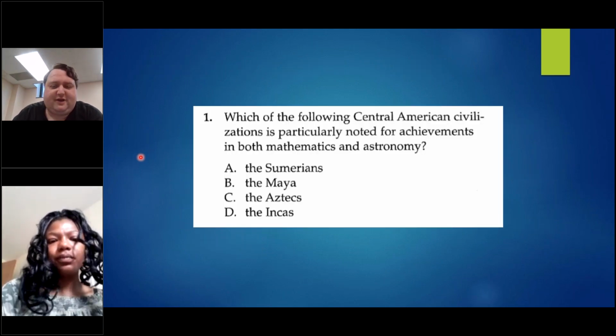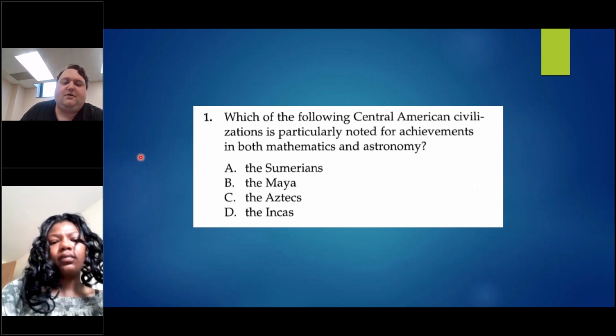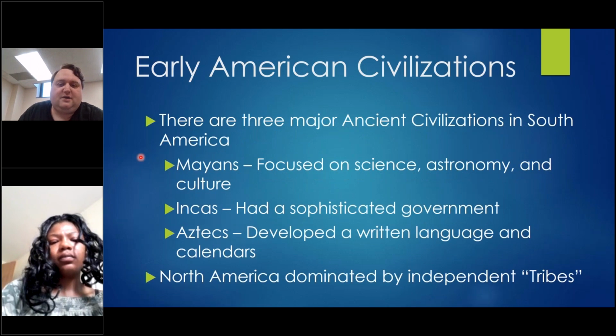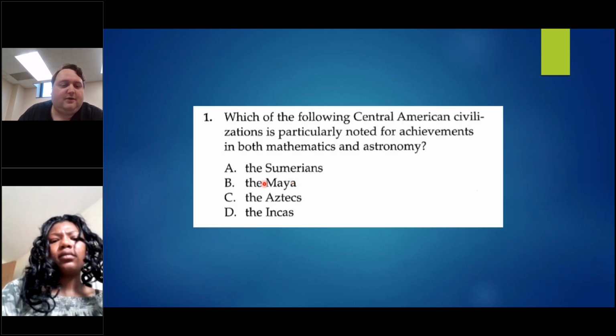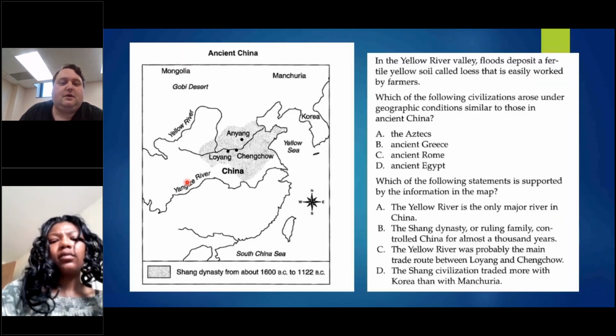So let's look at a test question that looks at this. Which of the following Central American civilizations is particularly noted for achievements in math and astronomy? So let's just take a look back. Which one is noted for math or astronomy? The Mayans. Yeah. So here they call it the Maya civilization. Good. And that is pretty much it.